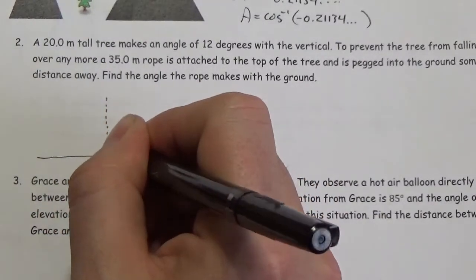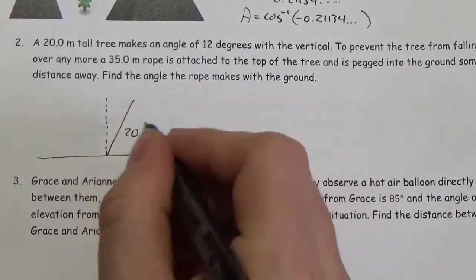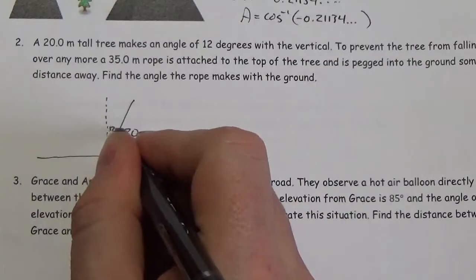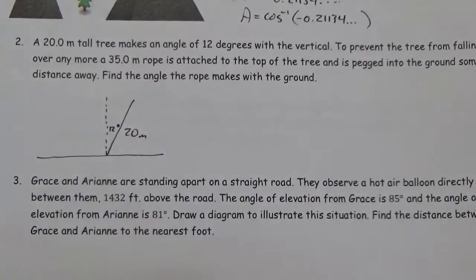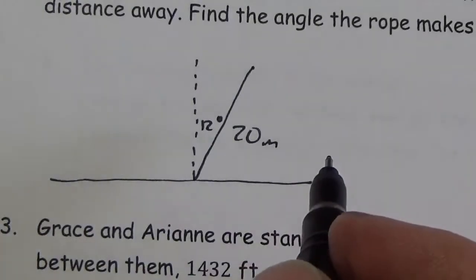Here's the vertical. And so here's our tree right here at 20 meters. Now, this is going to be 12 degrees right there. Let me zoom in here. That's what I'm seeing here, 12 degrees.